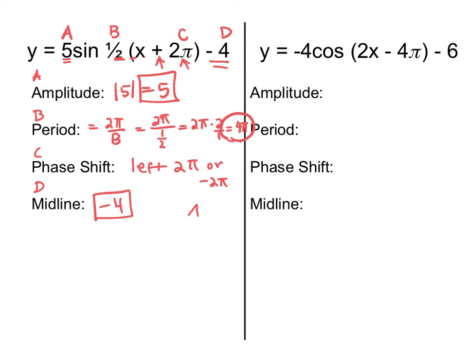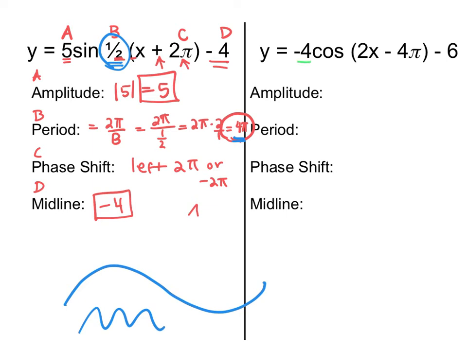So if you take a look here, like I said, this b value is the speed of the function. It's going half as fast, so it's going slower, which is why we won't complete a full cycle until we're at 4 pi. So it's more spread out like this. That is something that's slowed down, versus if it was faster, it would go like this. Okay, let's look at the next example.